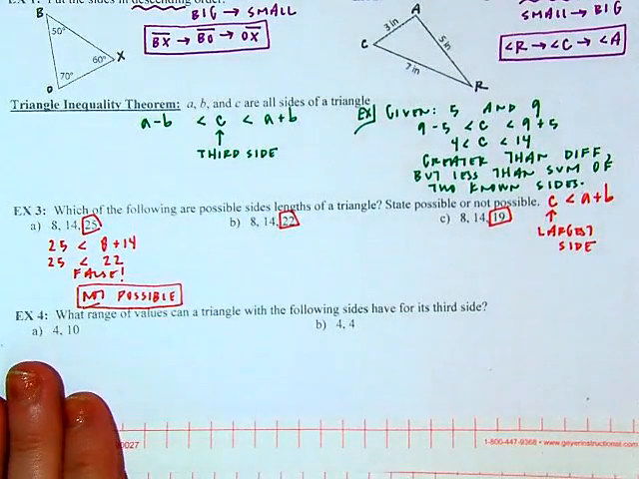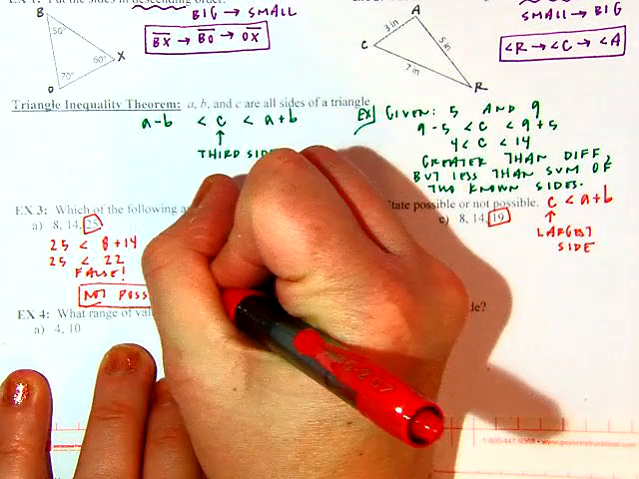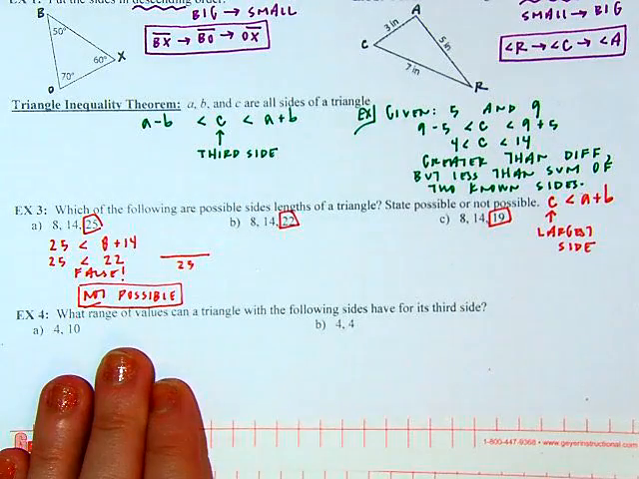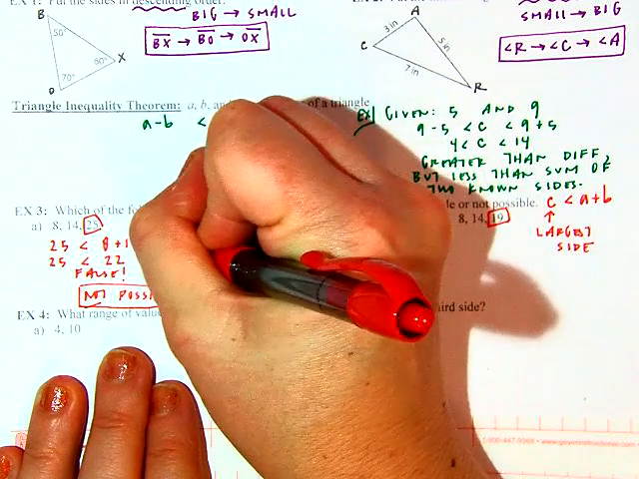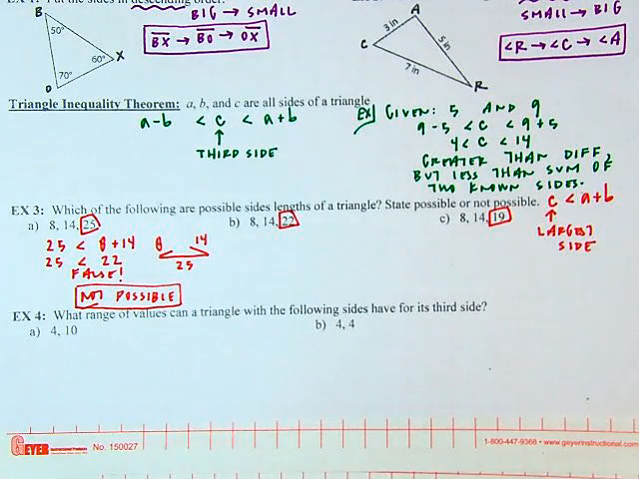Let's say that I want to visualize it, right? So much of geometry is just so much visualization. So if I picture my biggest side as 25, if I have two sides that are 8 and 14, I can see that those sides are not even going to connect to make a triangle at all, right? 25 is just too big, right? It blocks us from creating a triangle.